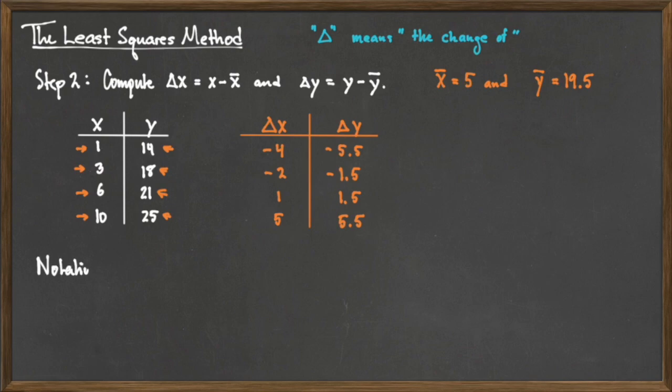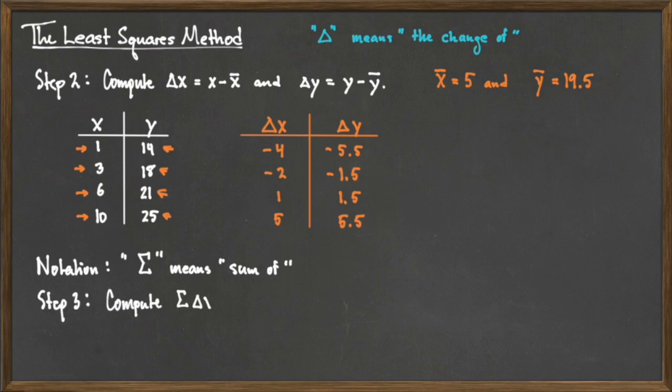The Greek letter capital sigma, when it shows up, typically means the sum of. And our textbook and our notes are going to use this symbol for the next things that we'll compute. So our third step, we need to compute the sum of all of the delta x and delta y products and the sum of delta x squared. Like I said, we're going to have a lot of XY charts to help us do these.